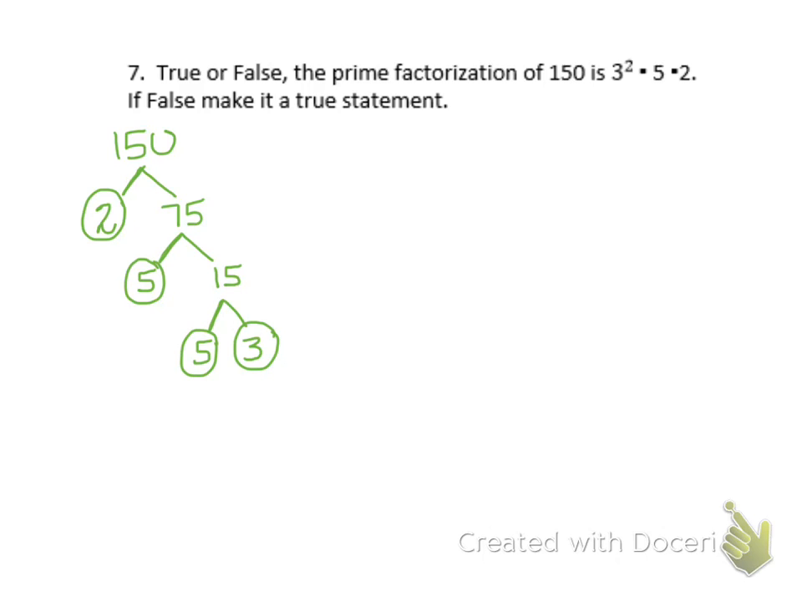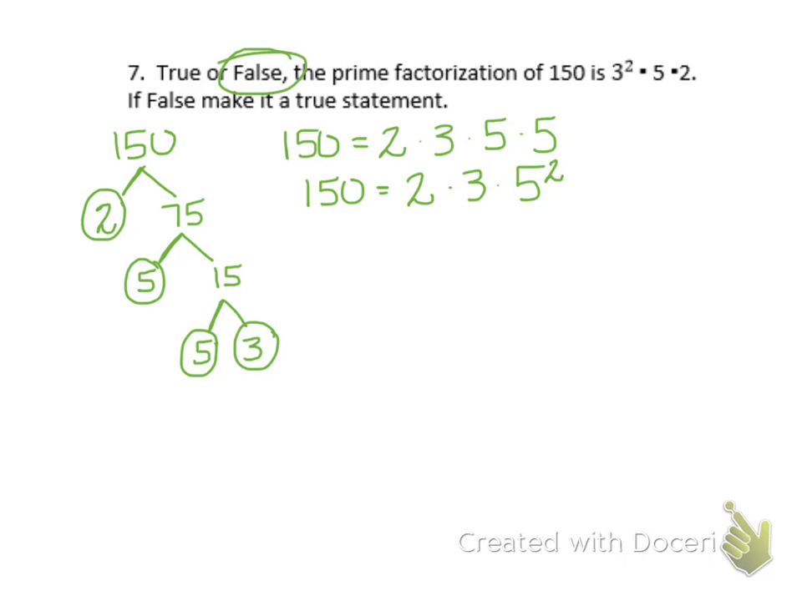Okay? So now I'm going to rewrite this. 150 equals 2 times 3 times 5 times 5. Alright, if I want to write this in exponential form, this would be 150 equals 2 times 3 times 5 squared. Alright, so let's check theirs. They said 3 squared times 5 times 2. So that makes this statement false because they're not correct. And then here we made it a true statement because we wrote the correct prime factorization. So that's my answer.